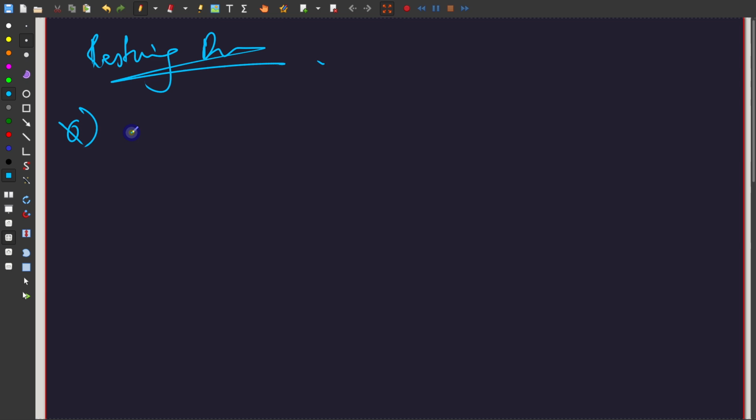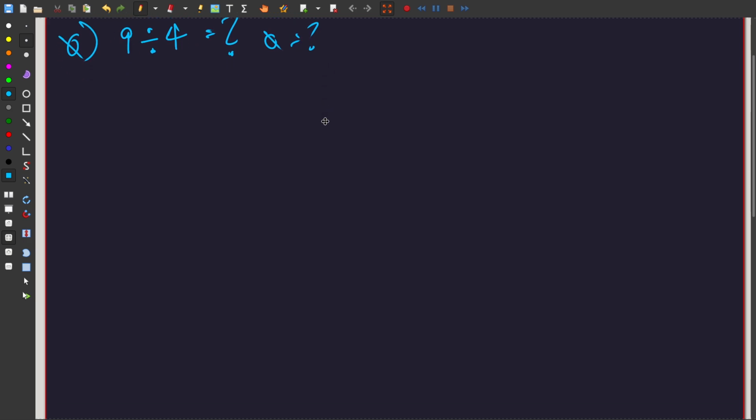So the big question that we have to answer today is 9 divided by 4 is equal to what? That is the big question here. We have to find what the remainder is. We have to find what the quotient is. Okay, let's actually get started now.